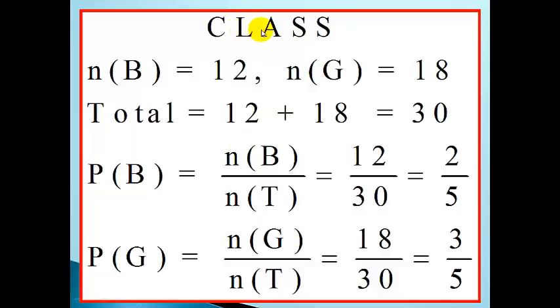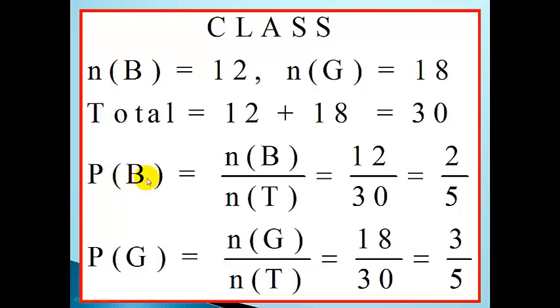Let's consider a class. The number of boys is 12 and the number of girls in the class is 18. So if you want the total number of students in the class, it will be 12 plus 18, that's the number of boys plus the number of girls, and this is equal to 30. That is 12 plus 18 equals 30.